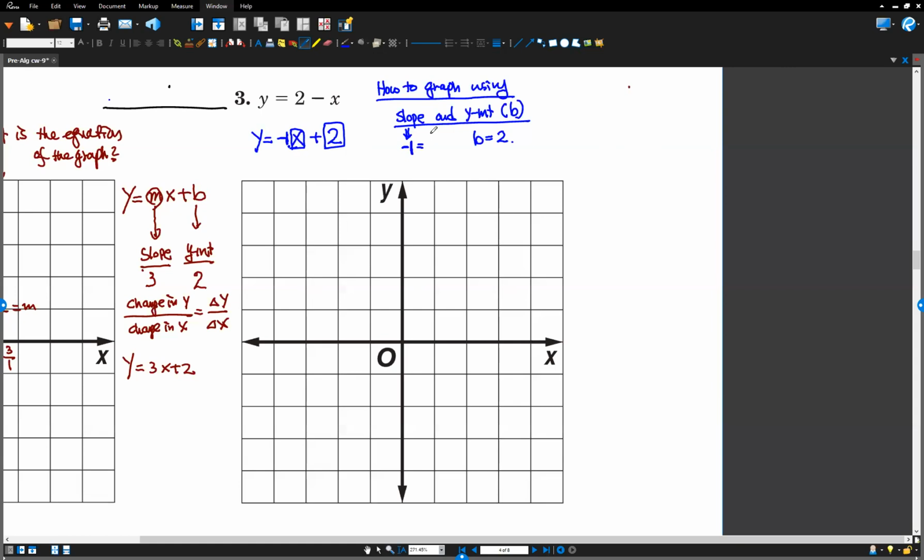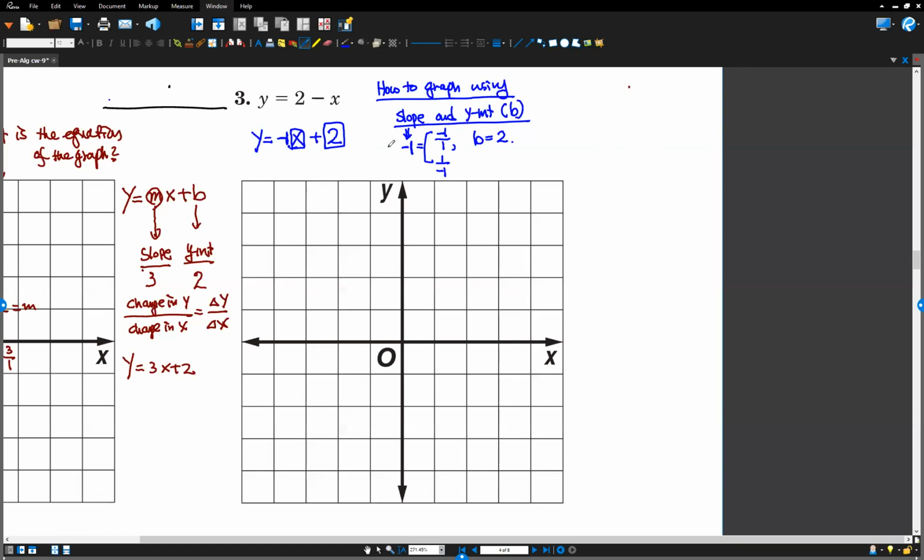But we need the change in y over the change in x. That's why we use a fraction. For -1, you can use -1/1, or you can use 1/-1. It's the same thing, -1, right? You can use either one.